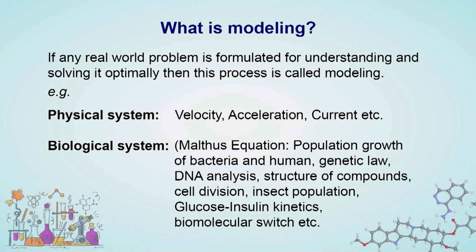There are physical and biological systems. Velocity, acceleration and current are associated with physical systems. What is velocity? What is acceleration? What is current? If we observe a biological system, then we know Malthus' very popular equation, the population growth rate of bacteria and the population growth rate of human beings.